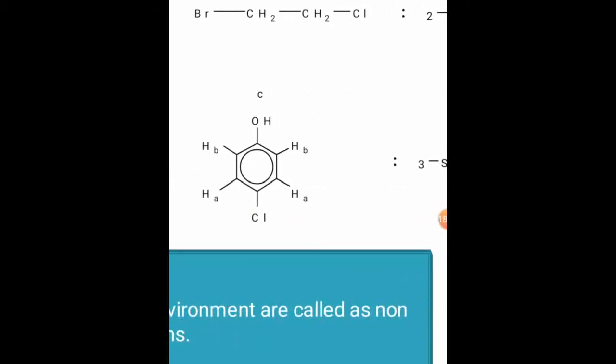The last example, parachlorophenol. See here, the protons ortho to the chlorine atom are equivalent, having the same chemical environment. Protons ortho to the hydroxy group are equivalent, having the same chemical environment. And the third set is the proton attached to the electronegative oxygen atom. So this compound gives three sets of protons, three signals on the NMR scale.